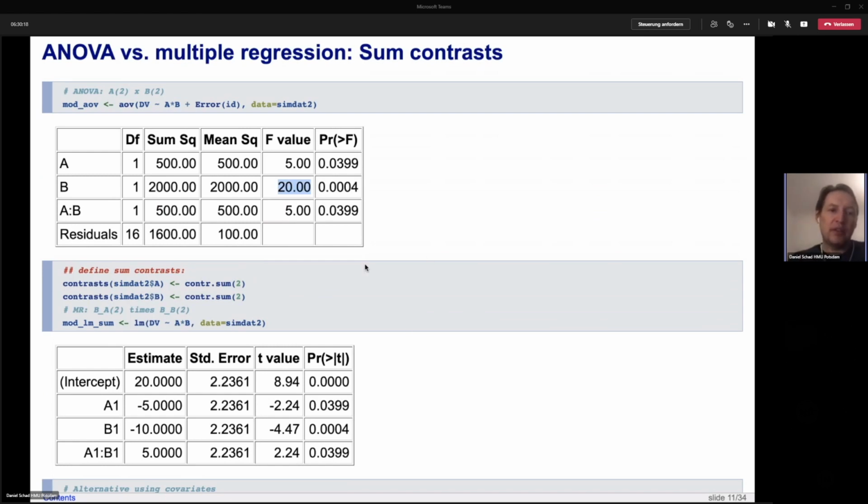Yeah, that's an important point. If you have a 2x2 design and you want to get the main effects and the interactions, you have to use these sum contrasts.